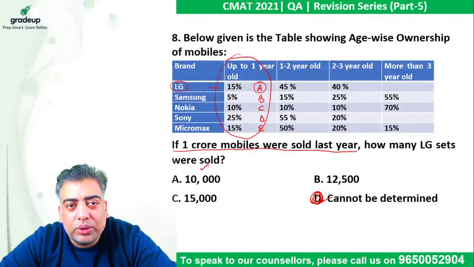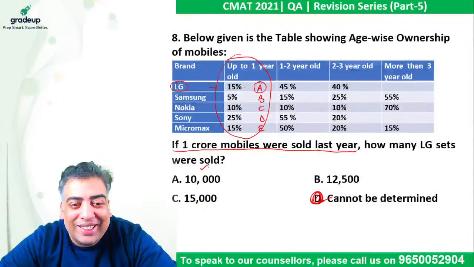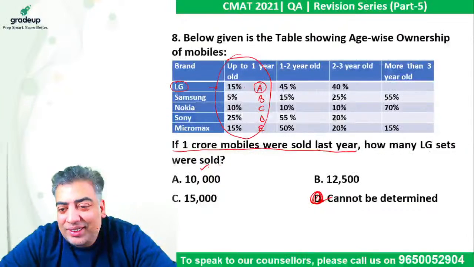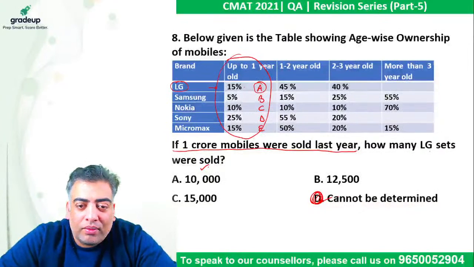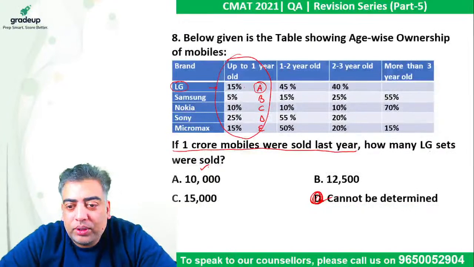Good job everyone. So usually student इस केस में 15% सॉल्व कर लेते हैं. So 15% of 1 CR is not your answer.